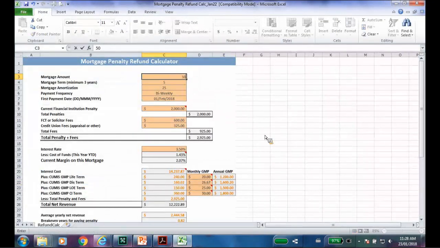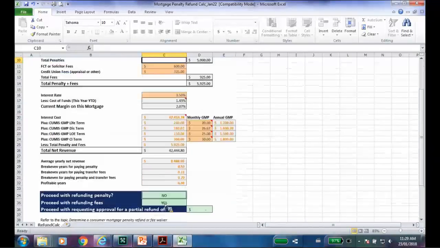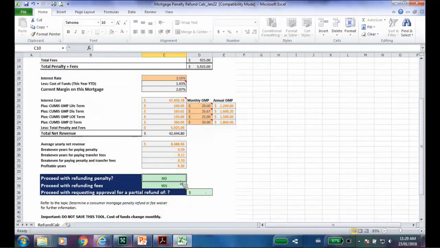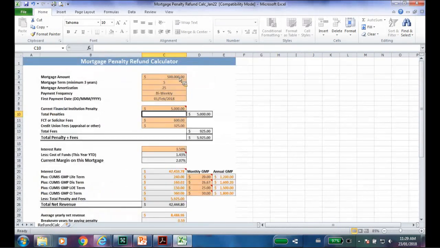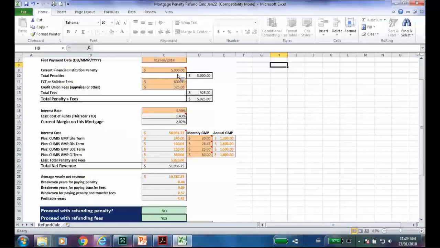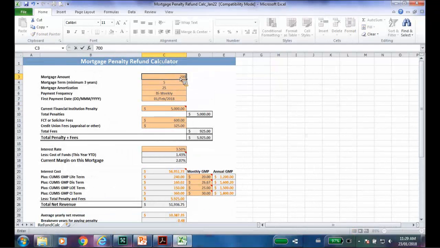So let's say 500,000, and the penalty is 5,000. In that situation, it would not refund the penalty to the member. So let's just increase it. 600 wouldn't as well. So yeah, see, it's going to take a pretty large mortgage in order to pay a large penalty out.